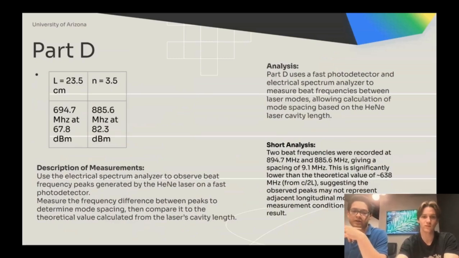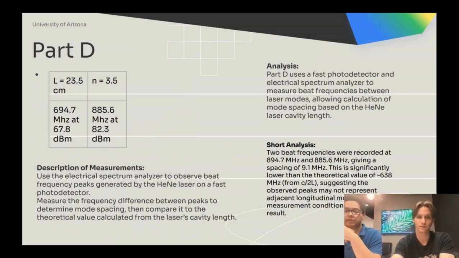Basically, what we did was measure the laser itself, which is about 23.5 centimeters, and then we moved on from there. And if you want to take a look, please pause the video. But we're moving on now.